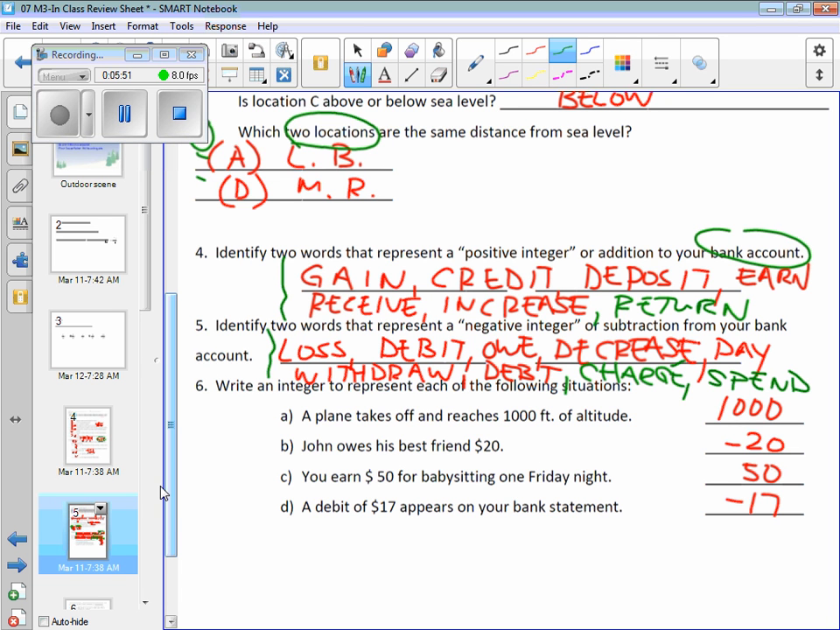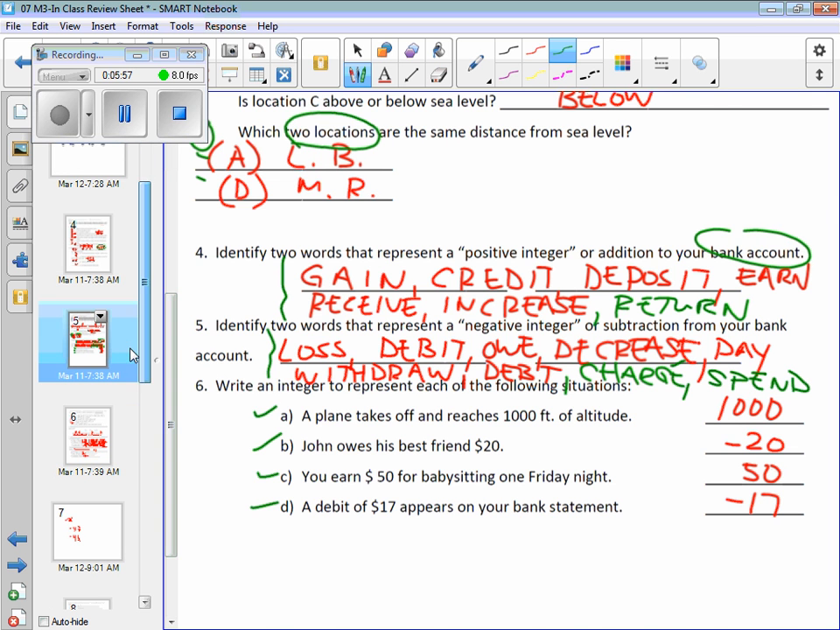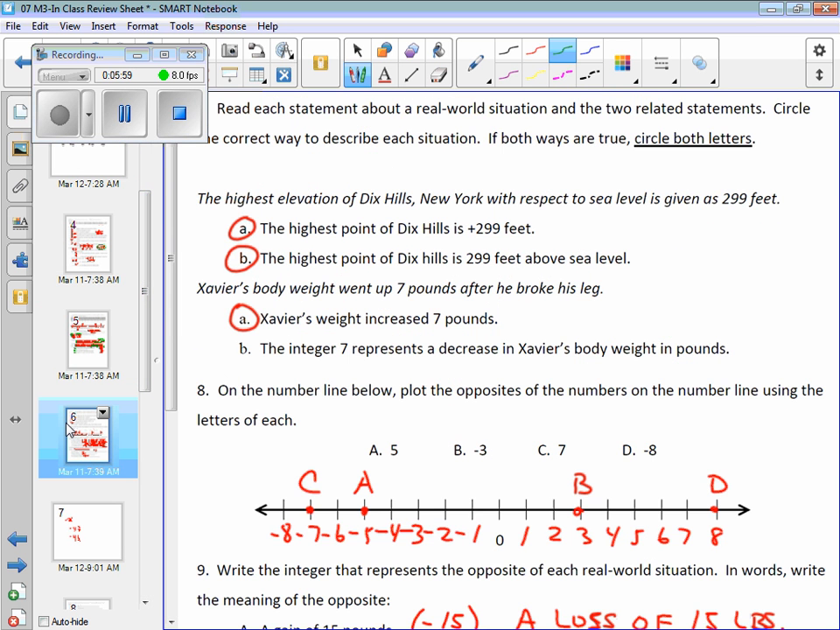Okay, let's move on. Are we good with this? A, B, C, and D? Okay, here's the next page. You have to circle A and B for these. Both of them are accurate. Yes, I got it right.